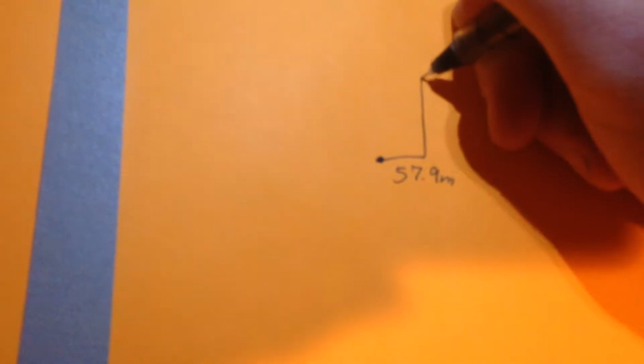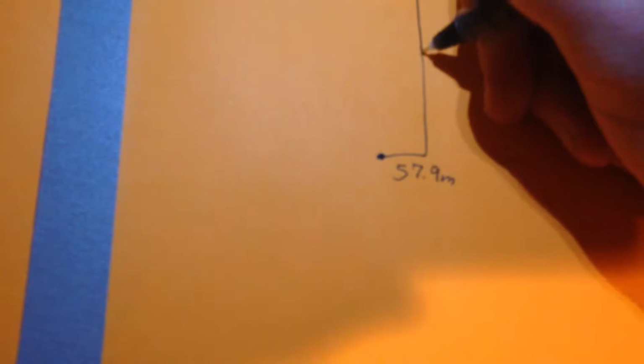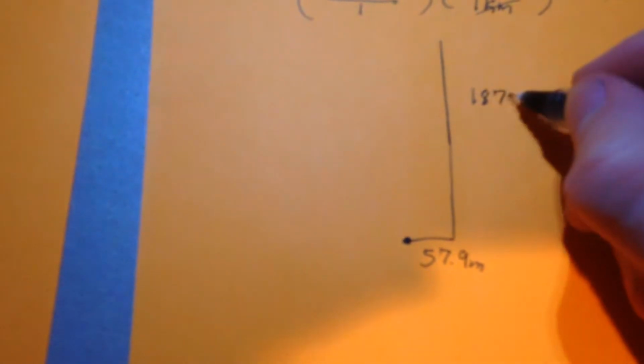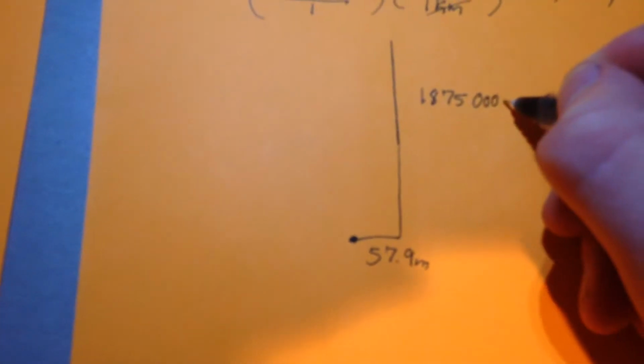So then what we want to do is draw a triangle. So start at the origin, and we go east 57.9 meters. And then this crazy woman runs, what was it, like almost 2 million meters up? I don't think she's running. She's like in an airplane. Okay, so that's 1,875,000 meters.